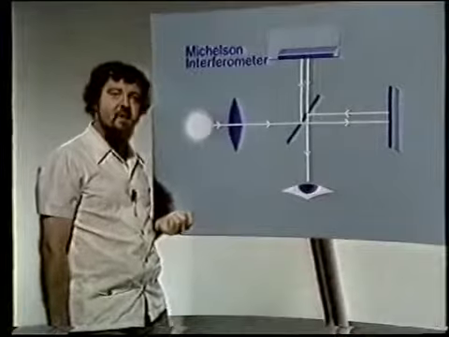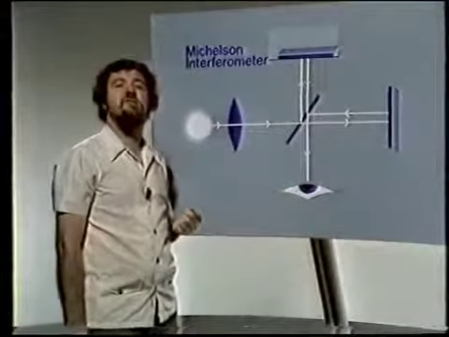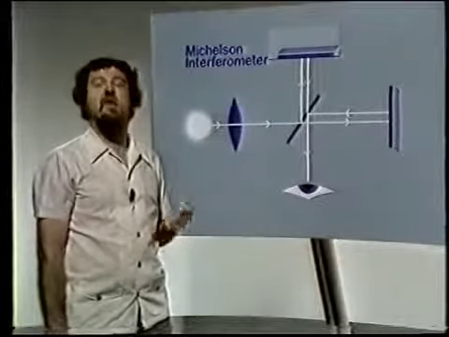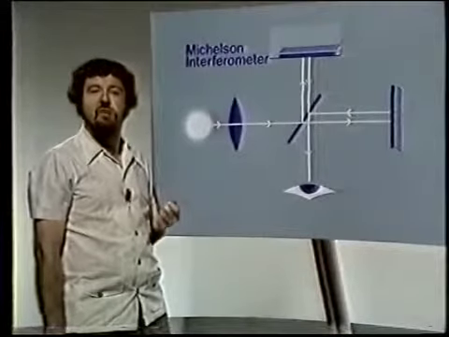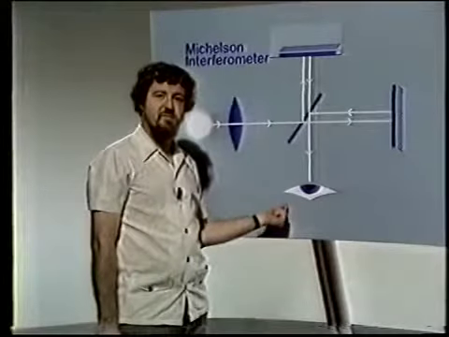They're different. Now, if the difference is such that when they come down here, the difference is a whole number of wavelengths, then we get constructive interference. If, on the other hand, the paths differ by a whole number of wavelengths plus half a wavelength, then we get destructive interference.